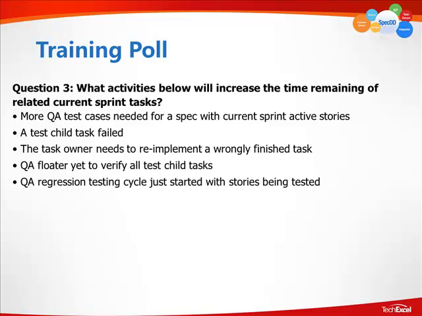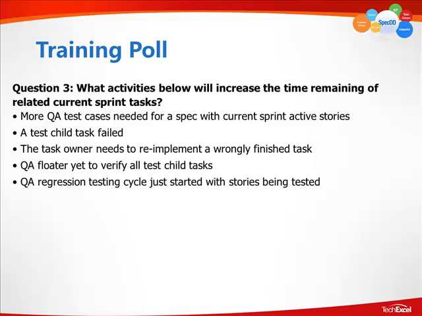The task owner, number 3, needs to re-implement a wrongly finished task. The task owner, in this case being the developer, incorrectly writing code for his task, needs to re-implement the task. Sounds like we have a winner.